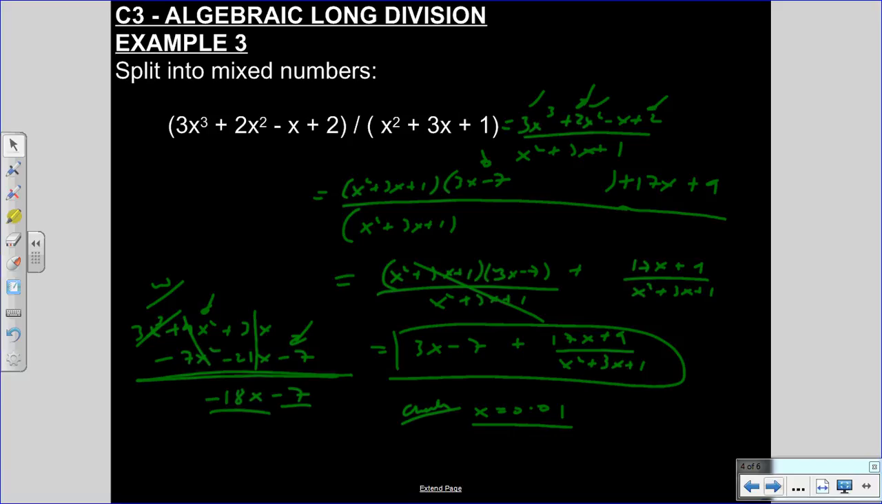So x squared plus 3x plus 1. If I whack it in the left-hand side, I get 1.93204843. If I put it in the right-hand side, x equals 0.01, so into my answer: 3x take 7 plus 17x plus 9 over x squared plus 3x plus 1, I get 1.93204843. Wicked.